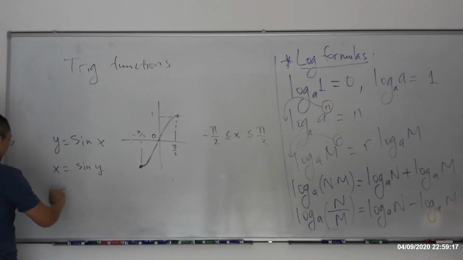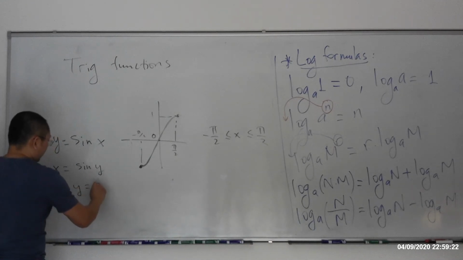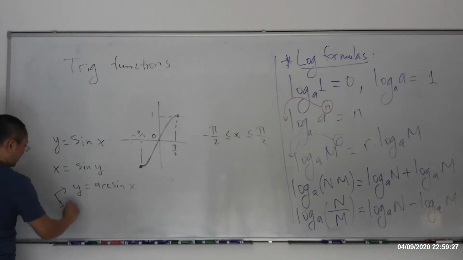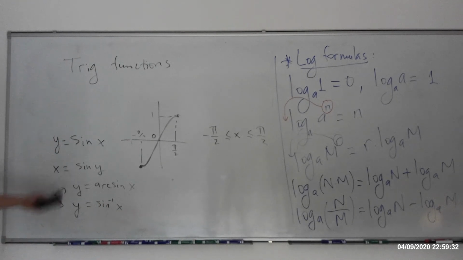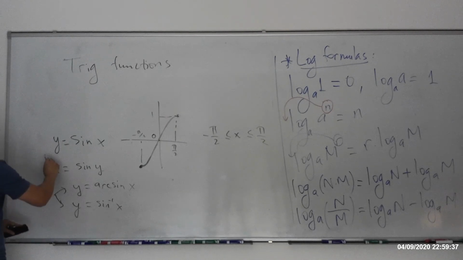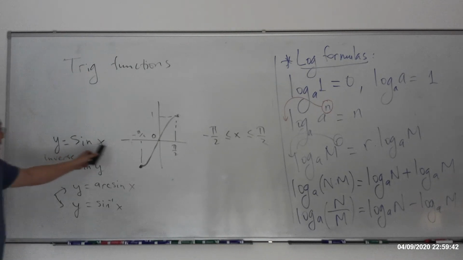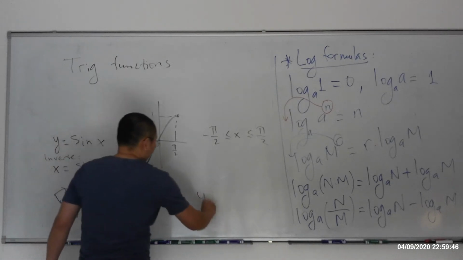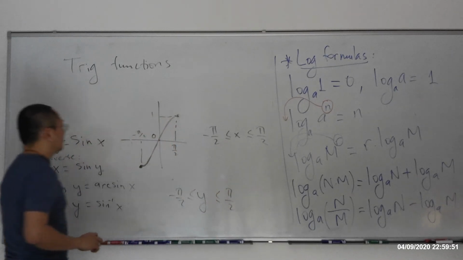Either y equal to, I like this way, arc sine of x, or you can write y equal to sine inverse of x. Okay? Either way means the inverse. This is the inverse. For the original function, x going from negative pi over 2 to pi over 2, then for the inverse, y will be from negative pi over 2 to pi over 2. Change y to x.